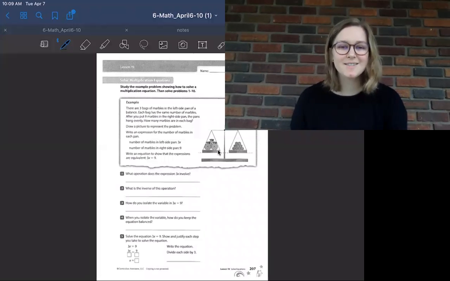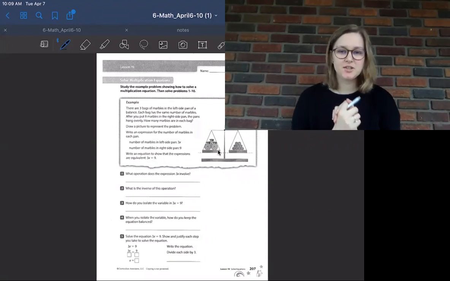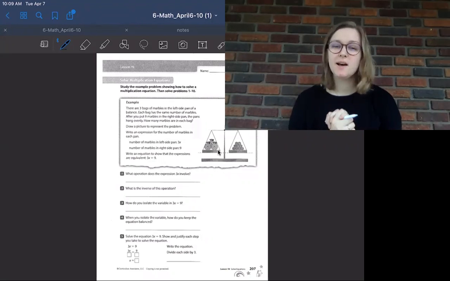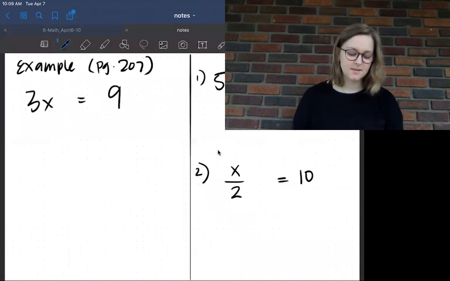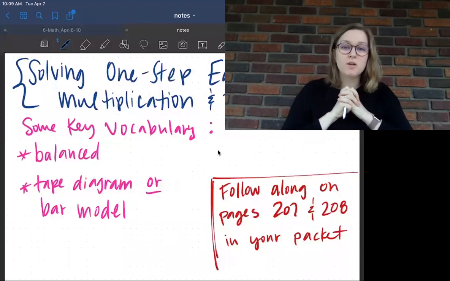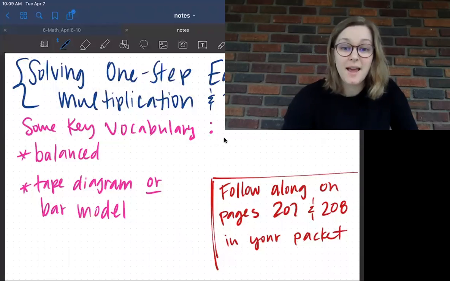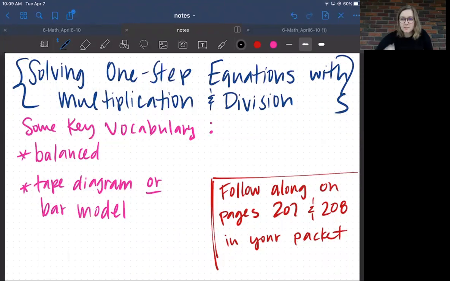All right, hey 6A. So now we're going to be on pages 207 and 208 of our packet, and we're going to take a look at solving one-step equations with multiplication and division. So I'm going to make myself a little bit smaller here. Okay, so now we are multiplying and dividing in our one-step equations.